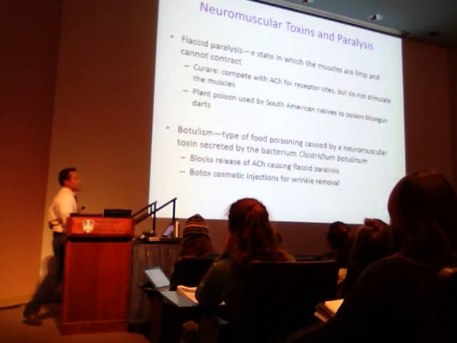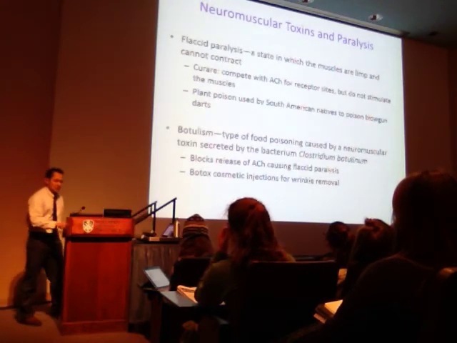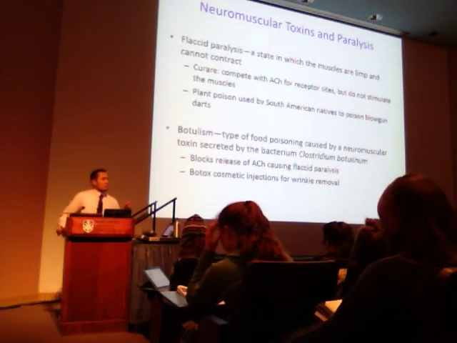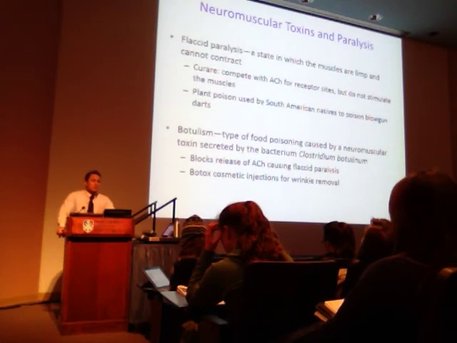Flaccid paralysis is just the opposite of spastic paralysis. This is a state where the muscles become limp. They cannot contract. They're in a perpetual relaxed state.